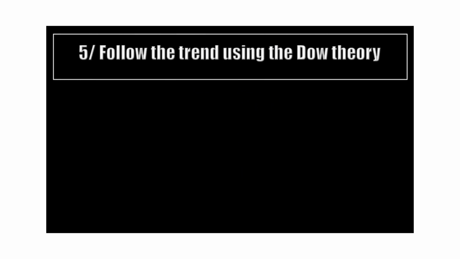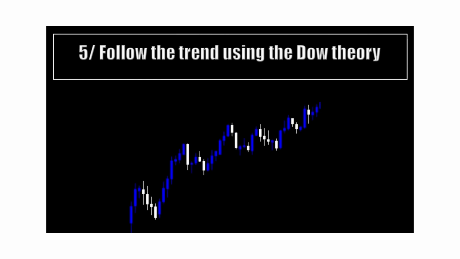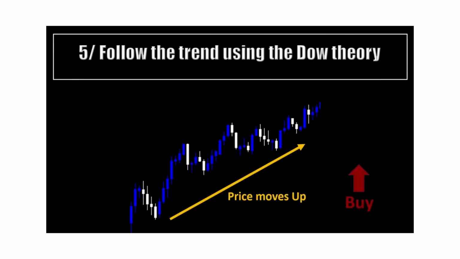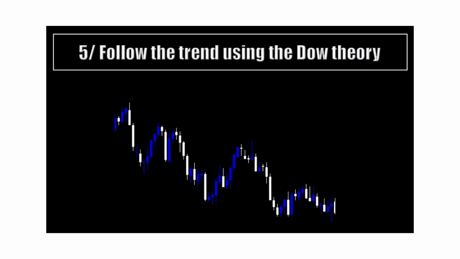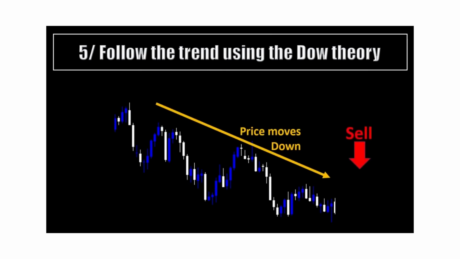Fifth element, following the trend using the Dow theory. On this chart, price moves up, which means we want to go with the strength of the market and buy. In this chart, price moves down in a downtrend. So in this example, we want to sell.